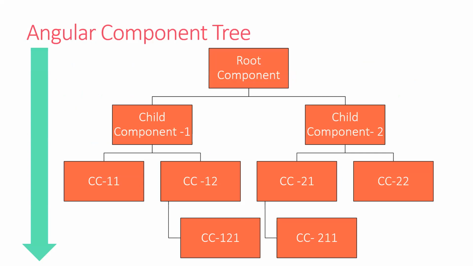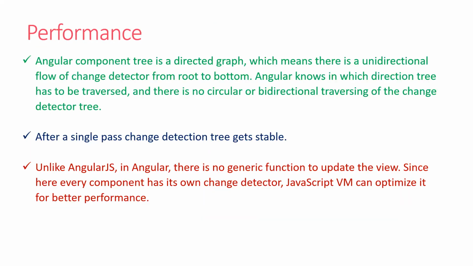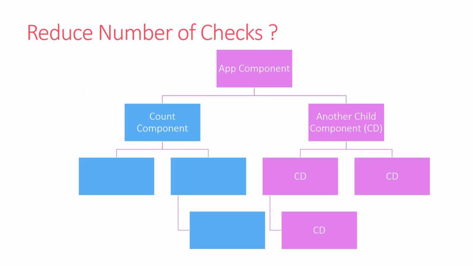So, as you said, this is a tree in front of you. By default, these are the design guidelines in front of you. Now, our whole purpose is to reduce the number of checks. When I say reduce the number of checks, it means change detection should only run for the minimum number of components. And if somehow we are able to reach that, I'm not running a change detector.